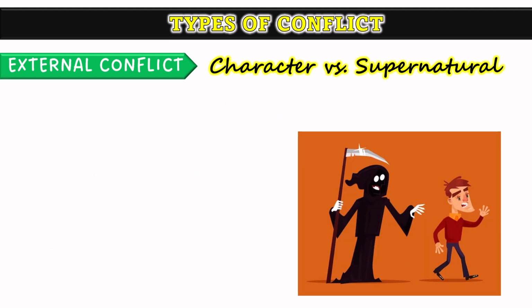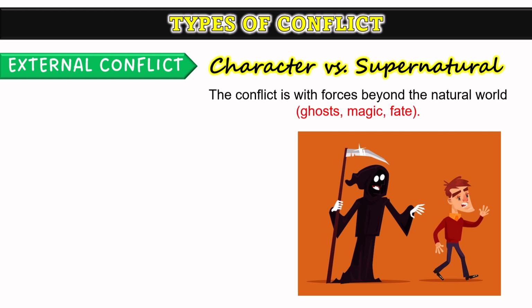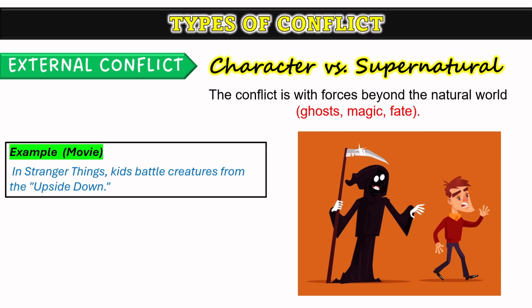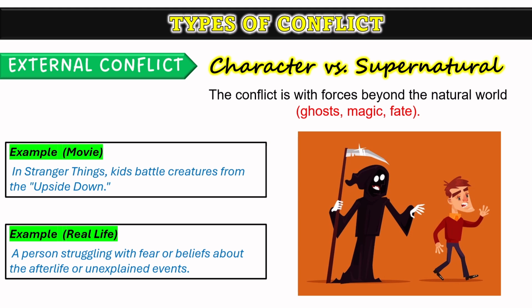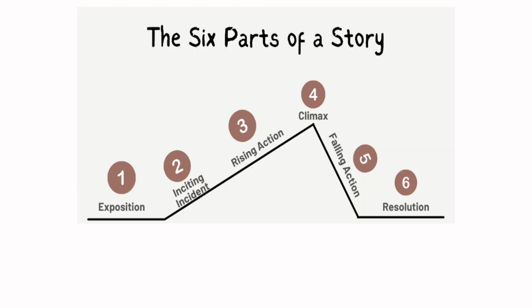And lastly, character versus supernatural. The conflict is with forces beyond the natural world, such as ghosts, magic, or fate. For example, in the movie Stranger Things, kids battle creatures from the Upside Down. In real life, an example of which is a person struggling with fear or beliefs about the afterlife or unexplained events.